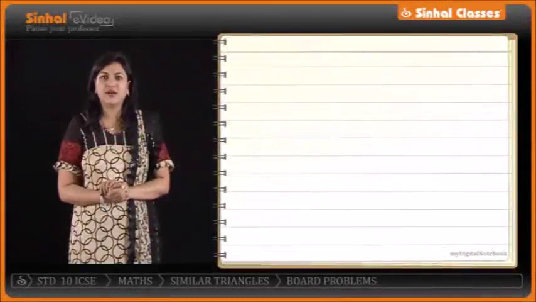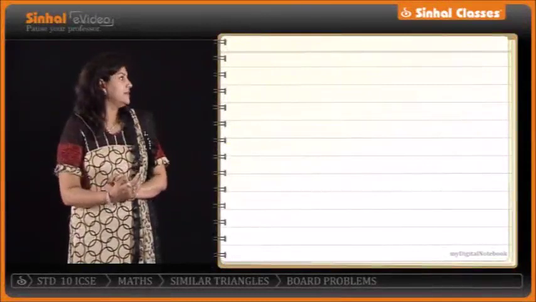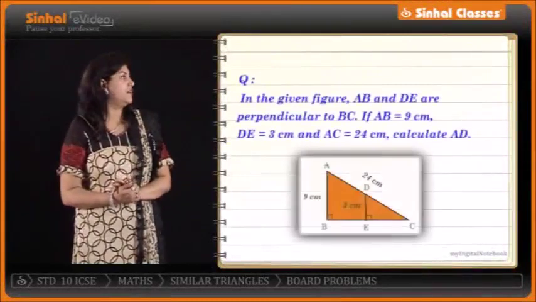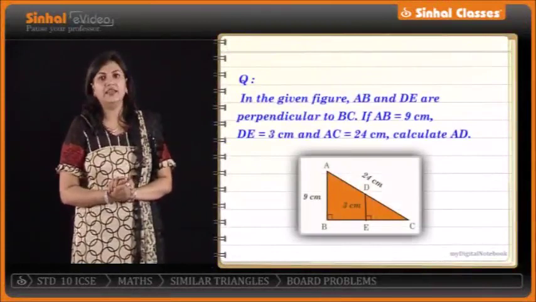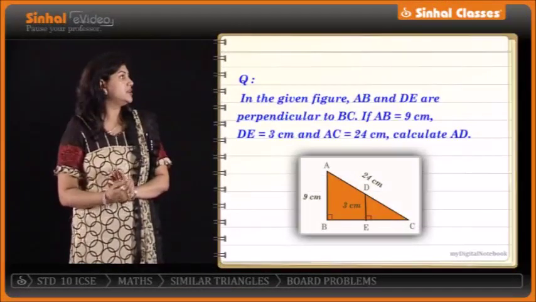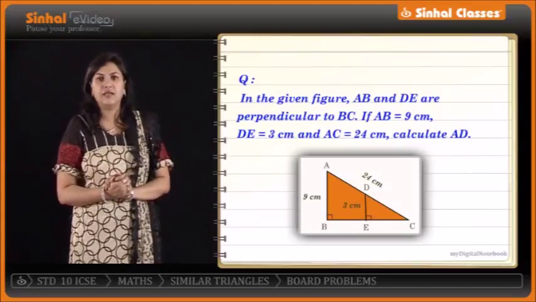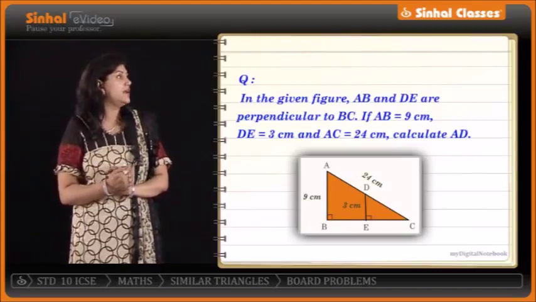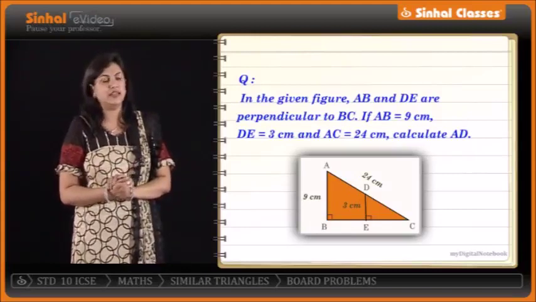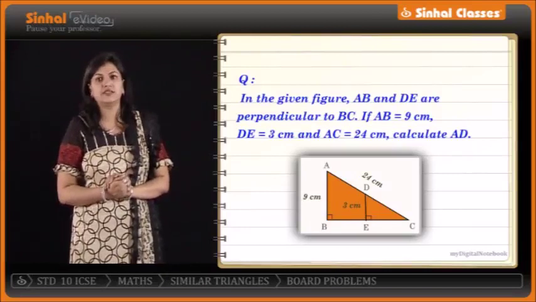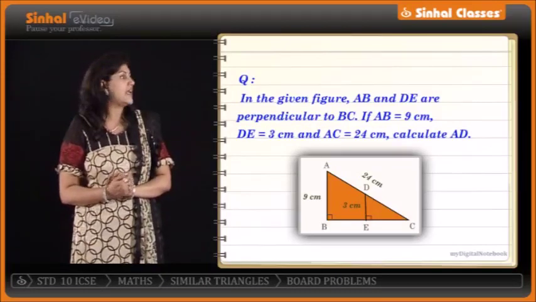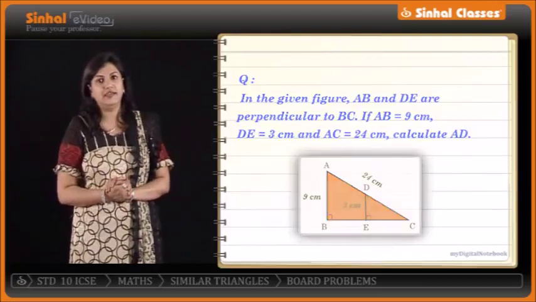Now let's move on to our next board problem. Here, in the given figure, AB and DE are perpendiculars to BC. If AB equals 9 cm, DE equals 3 cm and AC equals 24 cm, calculate the length of AD.